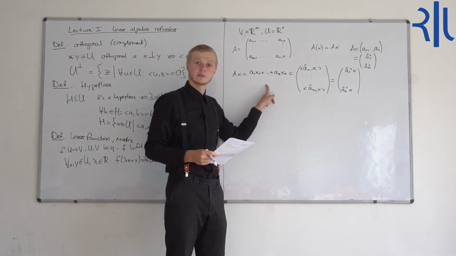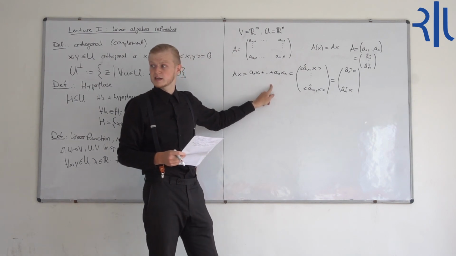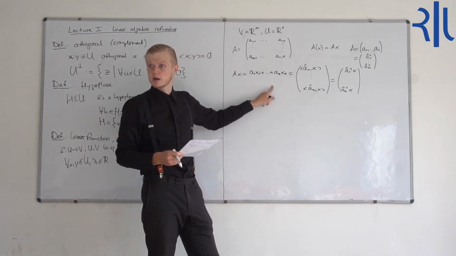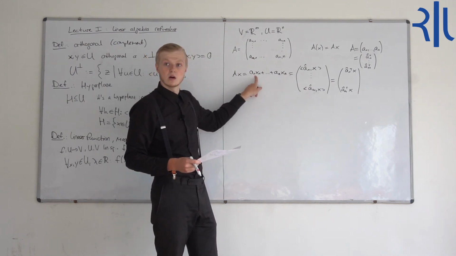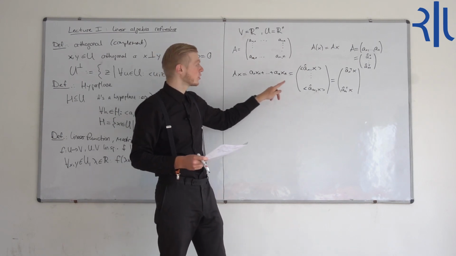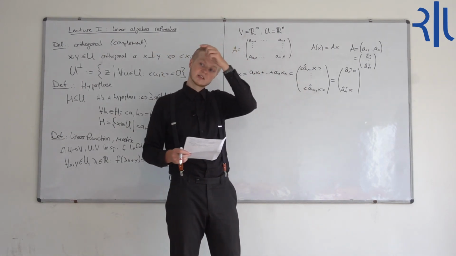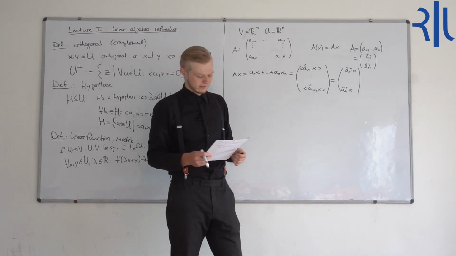So this I'm telling you just because it is very useful. When you encounter a matrix vector product, sometimes you want to think about it as a weighted sum of the column vectors, or you might want to think about it as a list of projections of one vector on another.